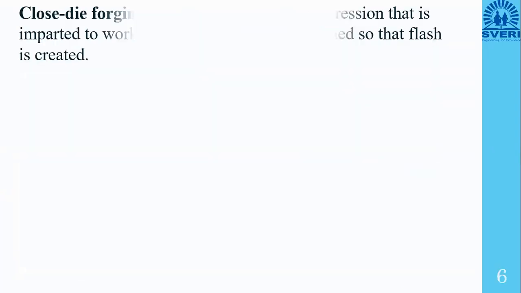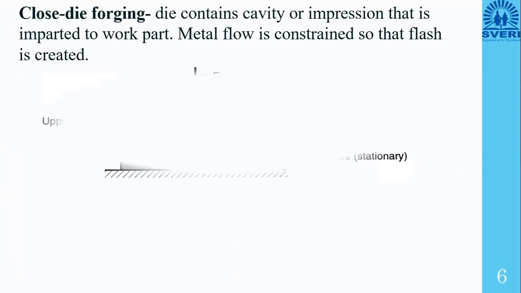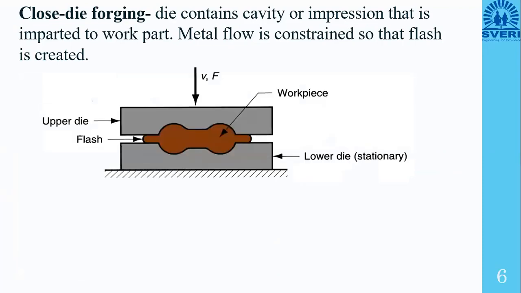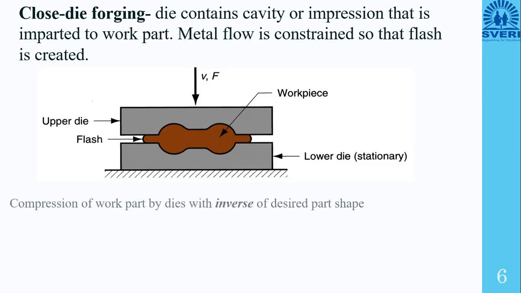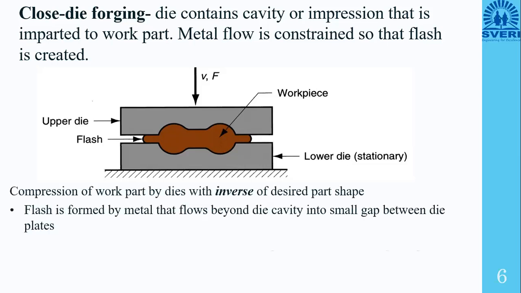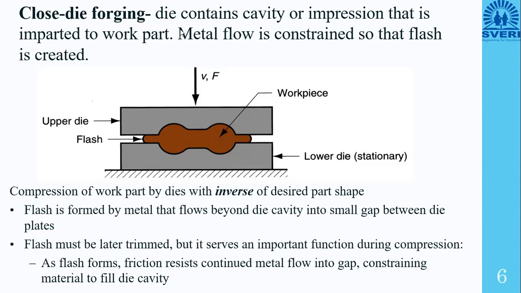Second one is closed die forging. The die contains a cavity or impression that is imparted to the work part. Metal flow is constrained so that flash is created. So what is meant by flash? Flash is nothing but the extra material.